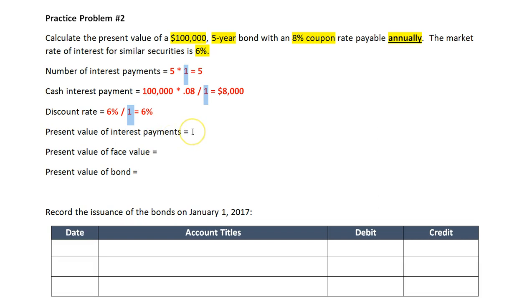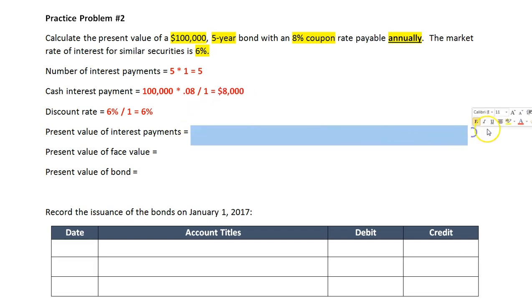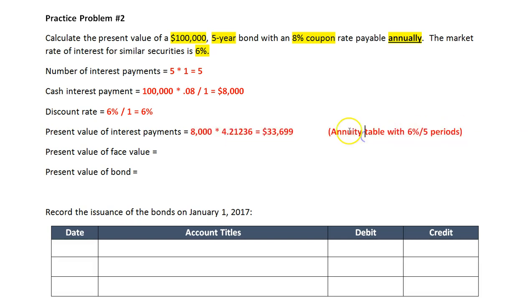All right, present value of the interest payments. What we're going to do is look it up in the table. The interest payment is $8,000, so it'll be 8,000 times the present value amount that we get in the table. So we're going to look at the annuity table with 6% in 5 periods, and you get the present value factor of this number. If you multiply it, you get to 33,699.